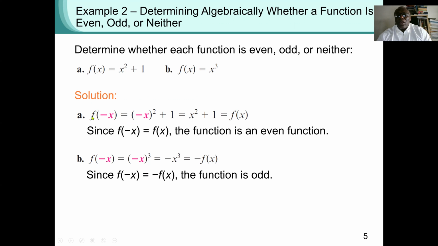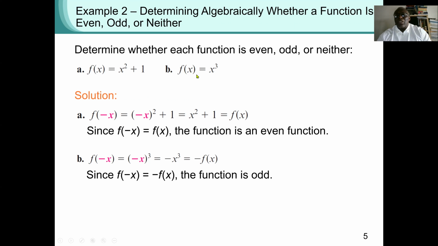We start with f of negative x, which is the same as writing negative x squared plus 1, which gives me x squared plus 1. So the function is even because f of x is x squared plus 1, and f of negative x is still x squared plus 1. They are equal, so the function is an even function.